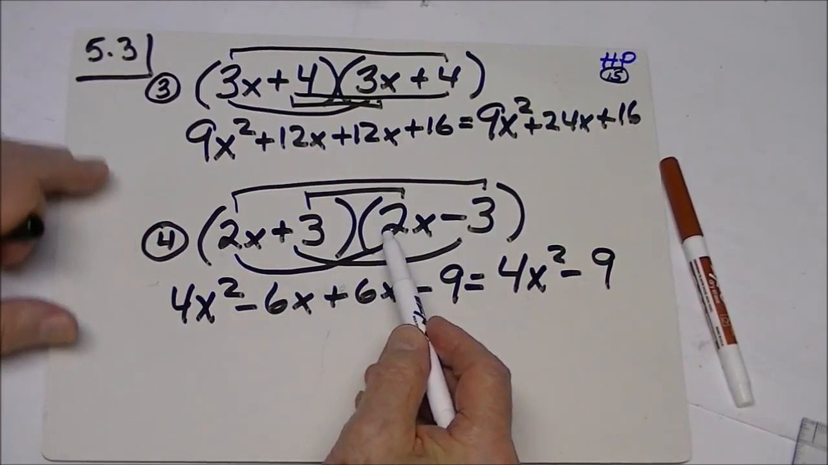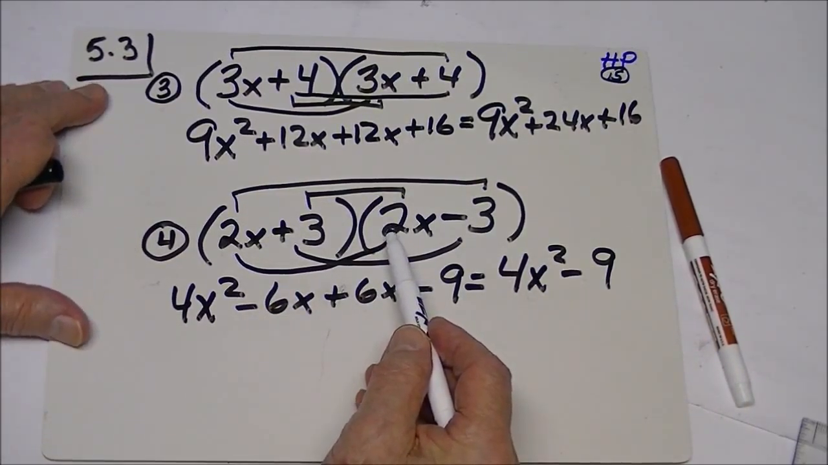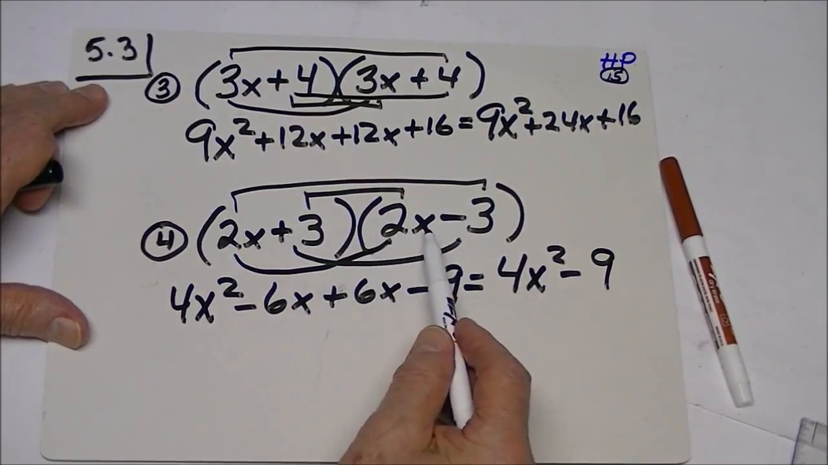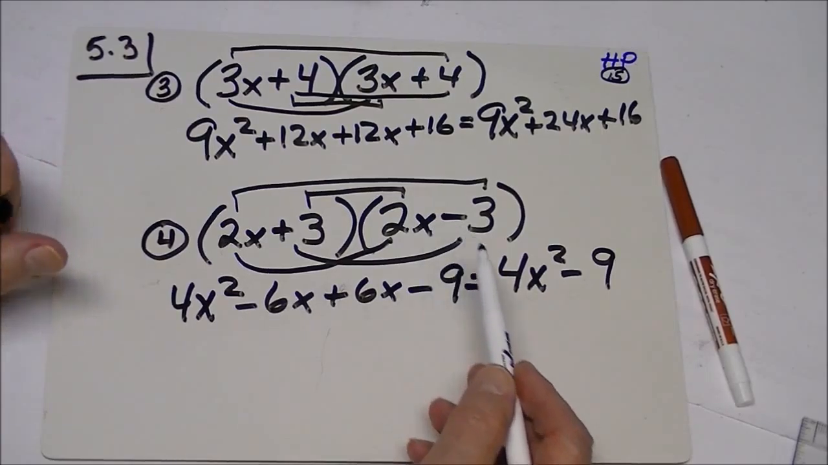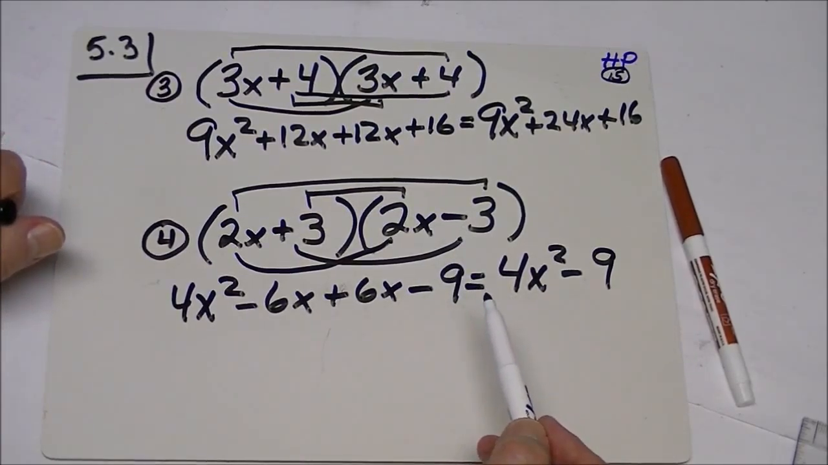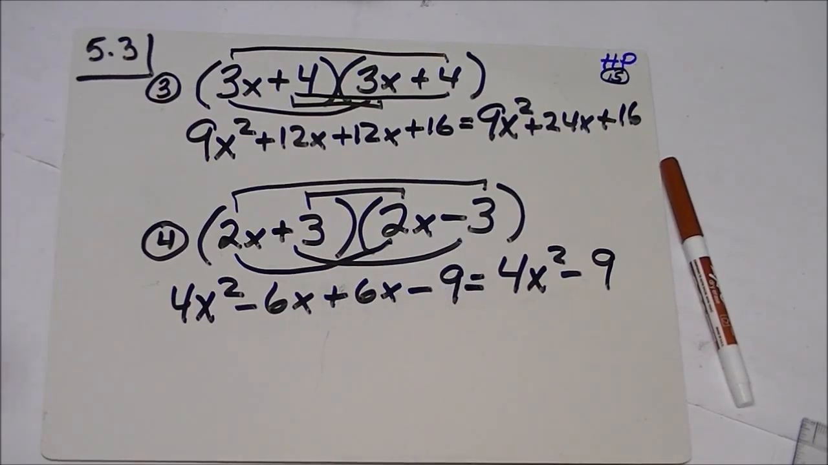Again, in our next lesson, 5.4, we'll have a way to do this. Number 3 and number 4 are, in a sense, special products. Okay, that'll wind this up.